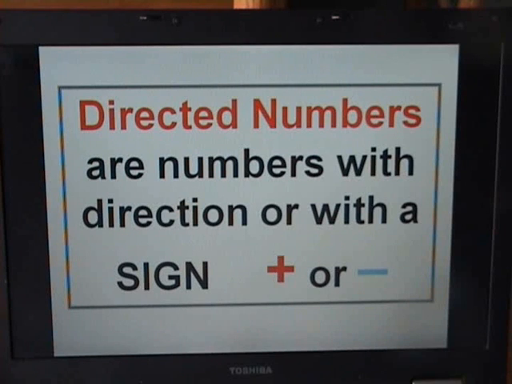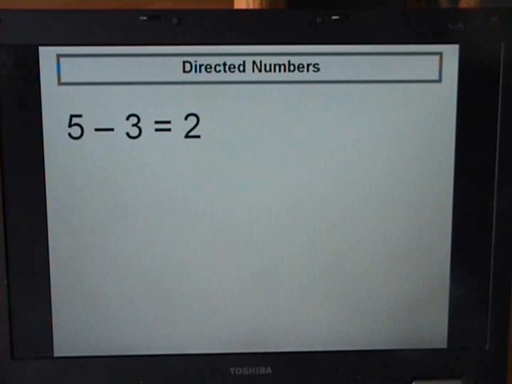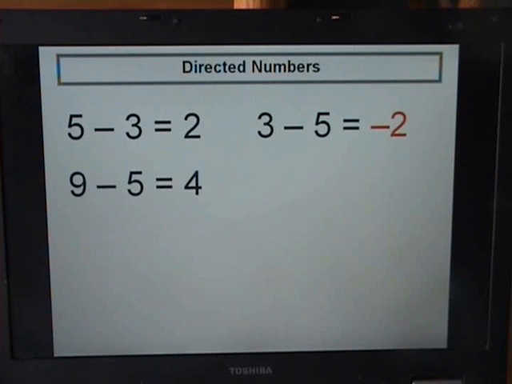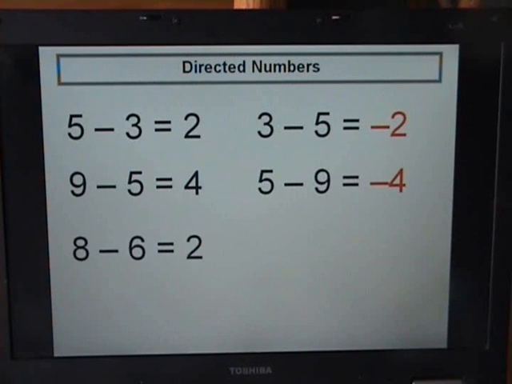Directed numbers are numbers with direction or with a sign, either a positive sign or a negative sign. 5 take away 3 is 2. 3 take away 5, it's tempting to call it minus 2, but I should really call it negative 2. 9 take away 5 is 4, 5 take away 9 is negative 4. 8 take away 6 is 2, 6 take away 8 is negative 2.